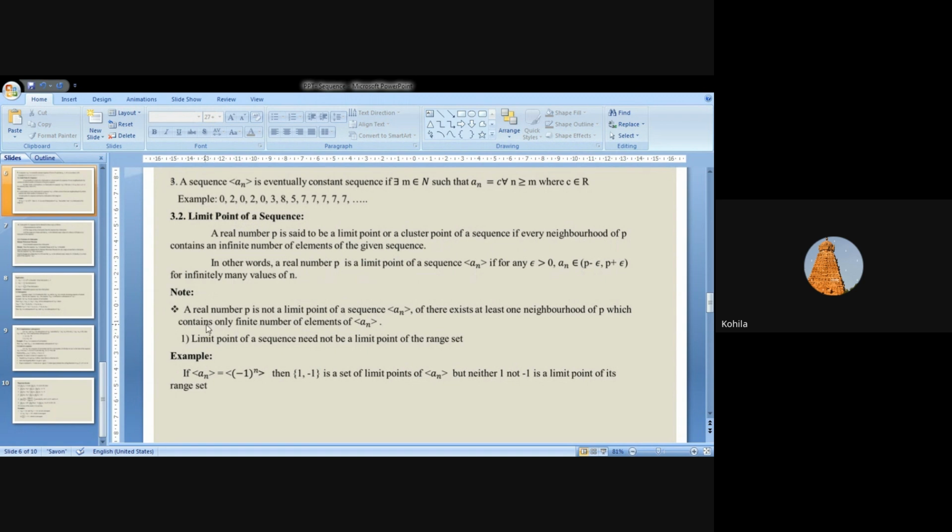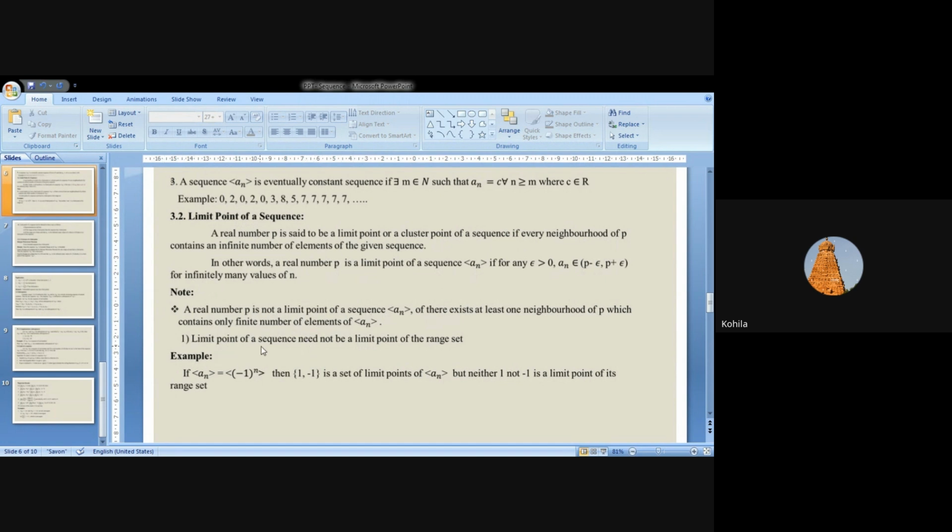The next note, remark. A real number P is not a limit point. If we want to say the number is not a limit point of our sequence, the important condition is there exists at least one neighborhood of P which contains only a finite number of elements. If each and every neighborhood of P contains infinitely many values, then only we can say that particular real number is a limit point of the sequence.